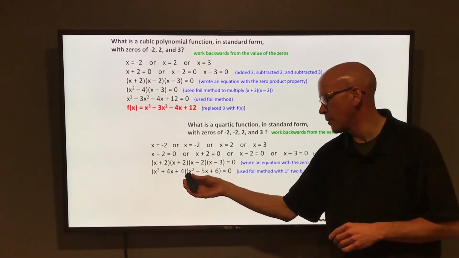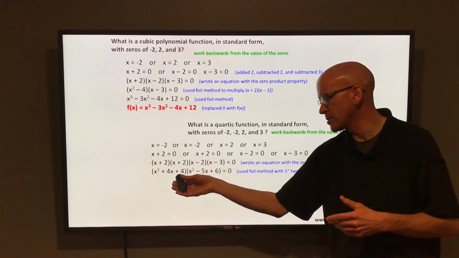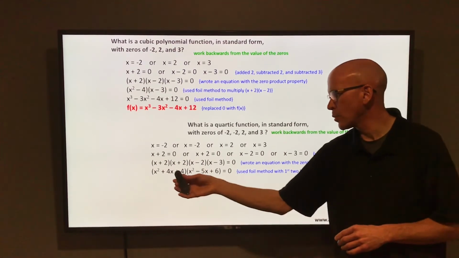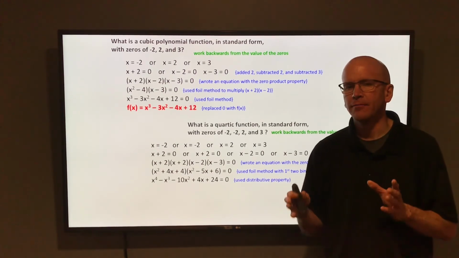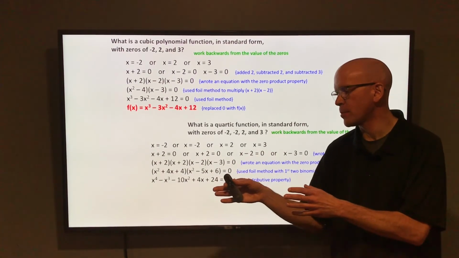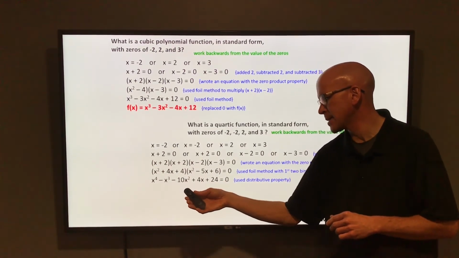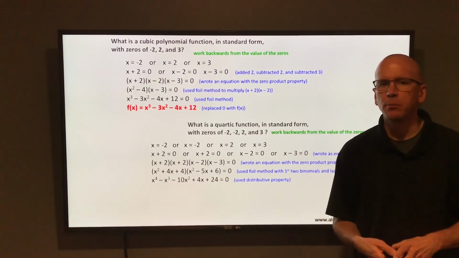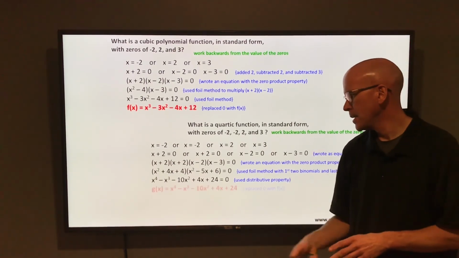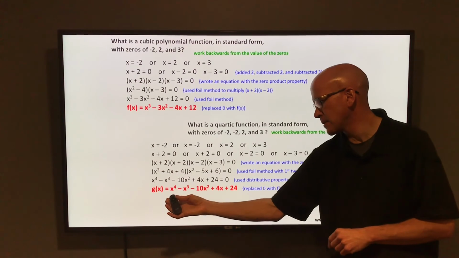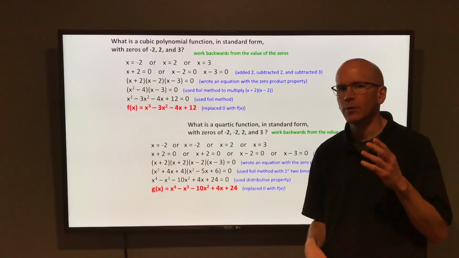You have to distribute the x squared through that second set of parentheses, then distribute the 4x through that second set of parentheses, and finally distribute the 4 through that second set of parentheses. So we're going to distribute each one of these terms through that second set of parentheses. When you do that and combine the like terms, this is what you get: x to the fourth minus x to the third minus 10x squared plus 4x plus 24. That's still equal to 0. To write this in standard form, in professional form, it'd be f of x, or in this case g of x, equals x to the fourth minus x to the third minus 10x squared plus 4x plus 24, and you are now a professional.